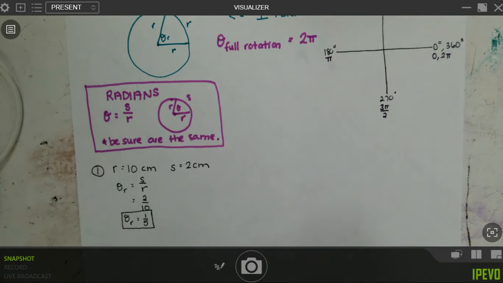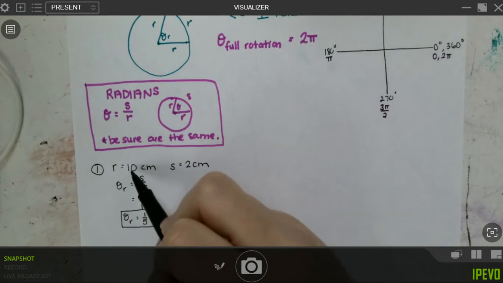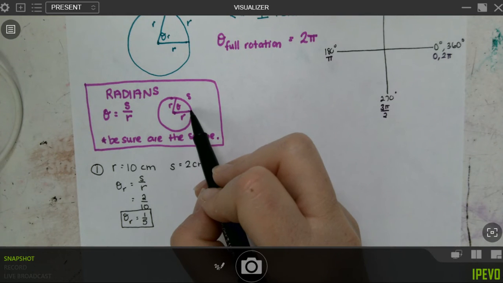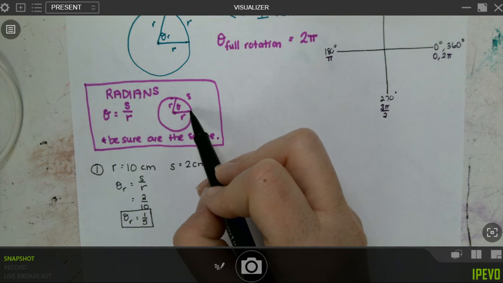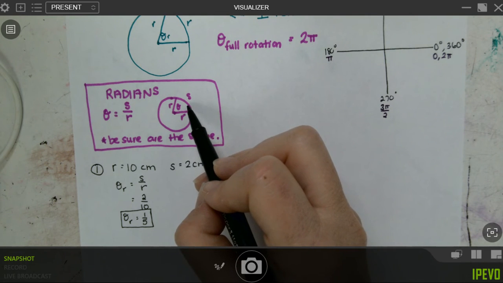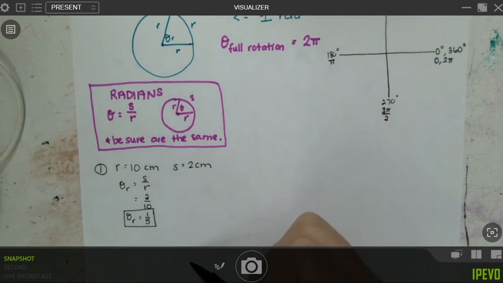Radians. Now think about that. If 1 full radian is when the radius and the arc length are the same, then it makes sense that when the arc length is smaller, then it's that fraction of a radian, 1/5.